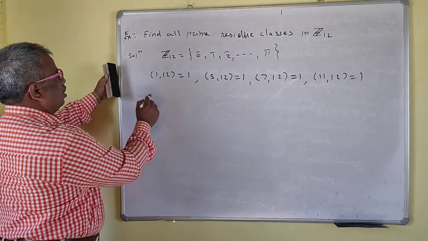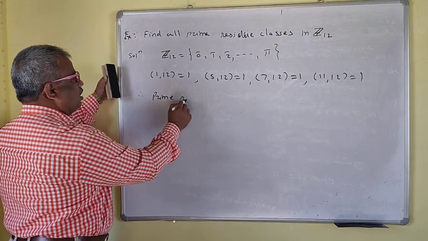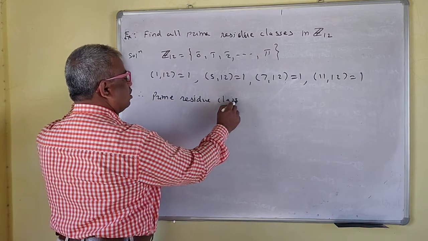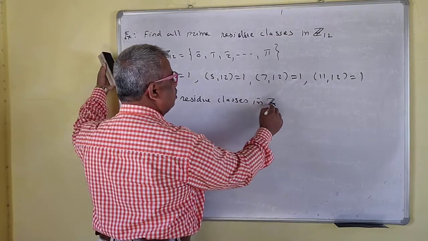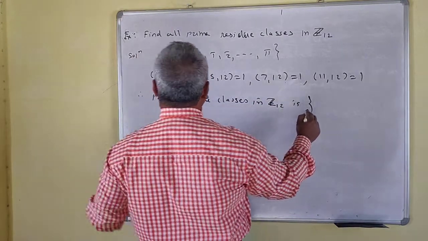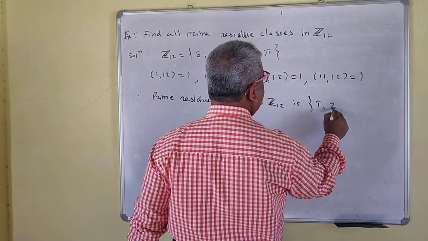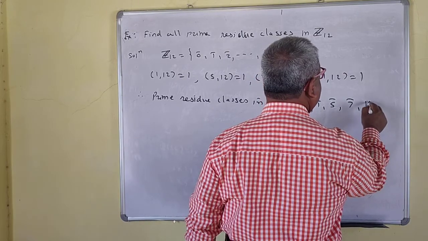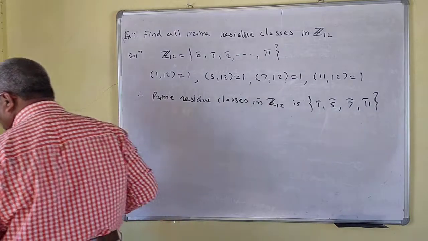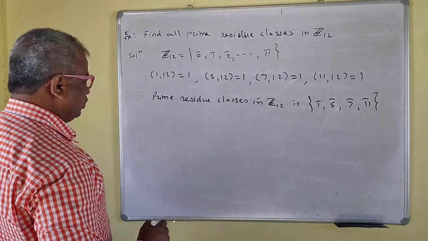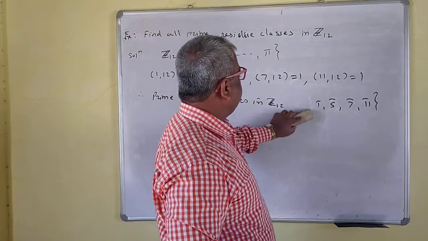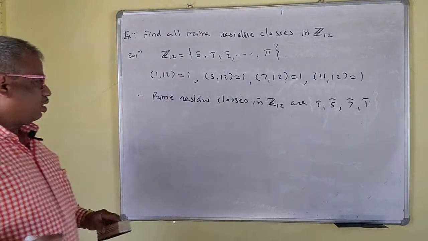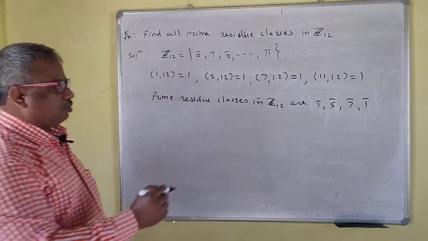Therefore the prime residue classes in Z12 are 1 bar, 5 bar, 7 bar, 11 bar. You may call this set R. So the prime residue classes in Z12 are these. This is Example 1.